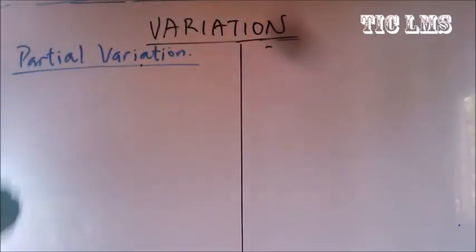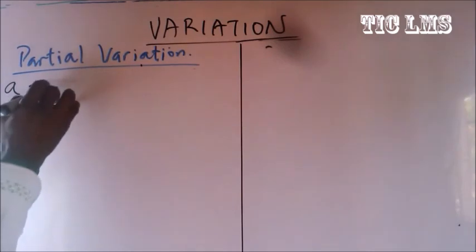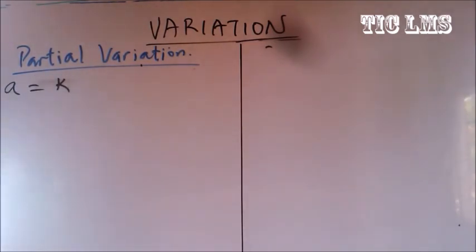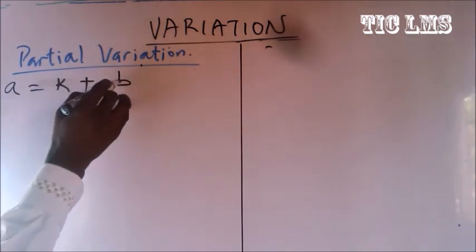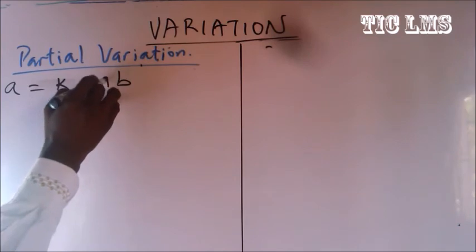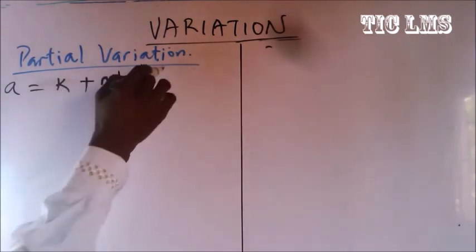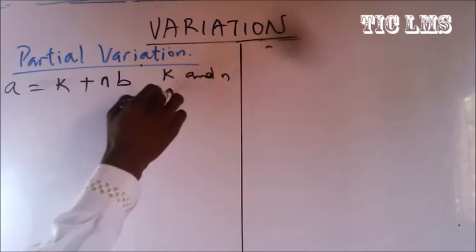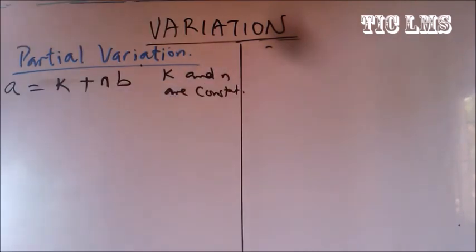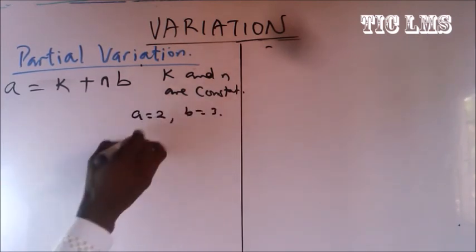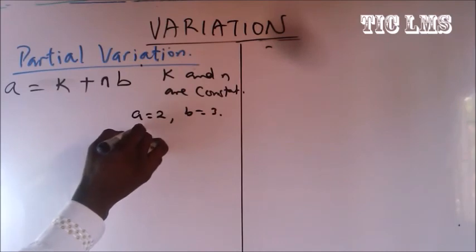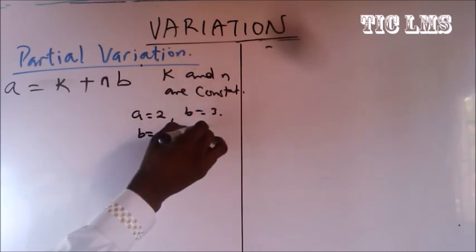So we take that here. We are told that A consists of the sum of two quantities. One is a constant, so let's take it as K, and the other varying as B, and that B has a constant attached to it, which is N. So where K and N are constants, we are told that when A equal to 2, B equal to 3, and then when B equal to minus 2, A equal to 0.